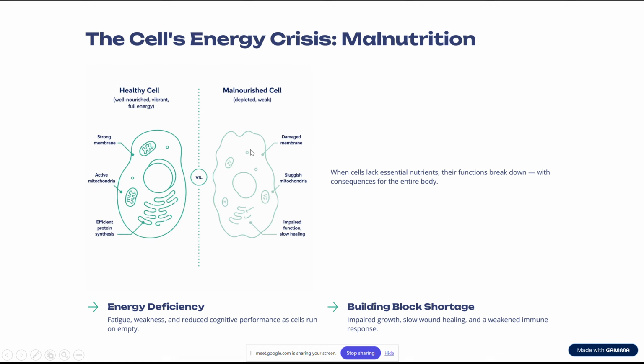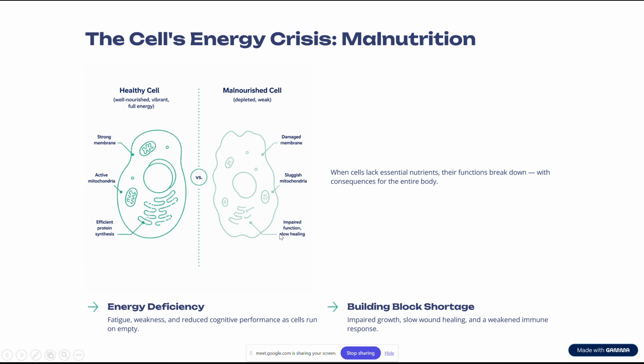So the cell's energy crisis, in a state of malnutrition. You can see a healthy cell here, and you can see the malnourished cell here. Here, well nourished, vibrant, full of energy. You can see there's no distortion here. But when you see a malnourished cell, the cell membrane is already distorted. You can see damaged membrane, and the cellular organelles are not really able to perform tasks effectively. So there is sluggish membrane. That means energy production will be little, and also there are impaired functions.